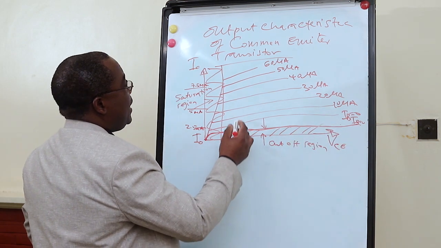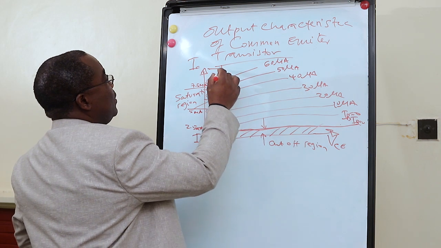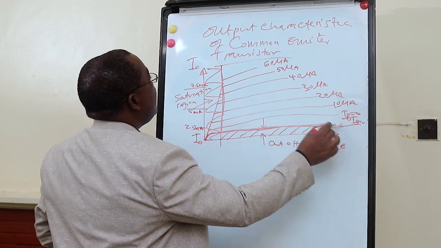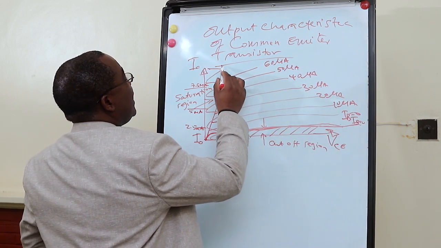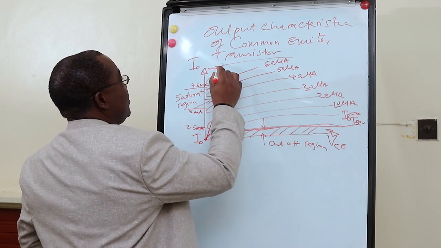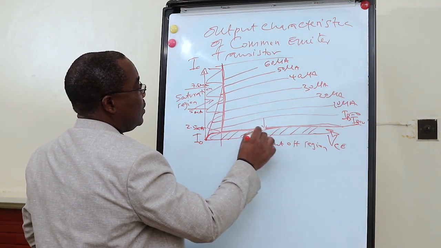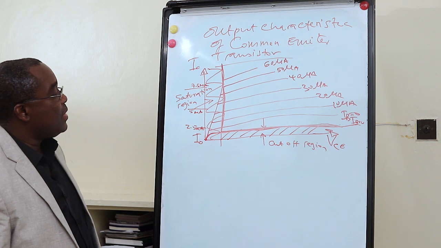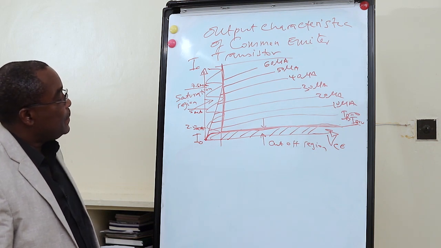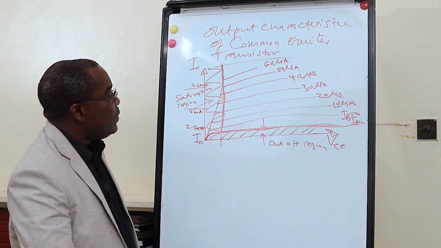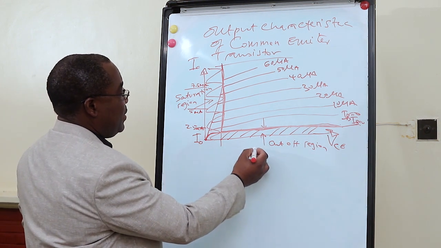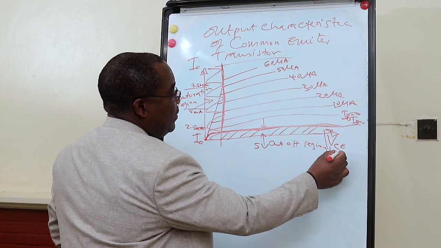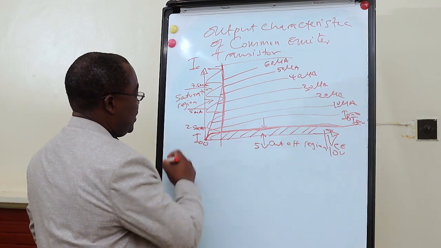Then we have this region which is the active region. So our active region is this one up to zero. Any values on your right hand side are values of the active region. And we can have voltage values here. Let's say we have 5 volts VCE here, here we have 10 volts VCE, and here is 0.